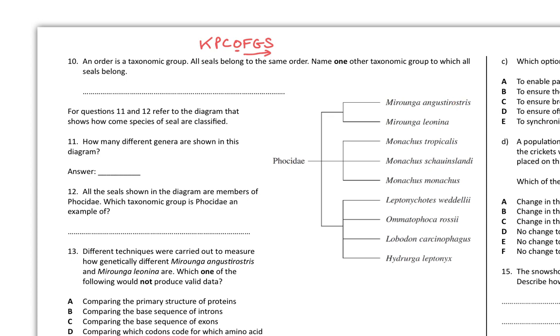And it says an order is a taxonomic group. All seals belong to the same order. Okay. Name one other taxonomic group to which all the seals belong. So I have to go the other way. So I could say kingdom. So they're all in the animal kingdom. They share that. So I can say kingdom. I can say phylum. They're all chordates. They all have backbones. And they're all in the same class, which I think is mammal. I'm assuming I'm right there.